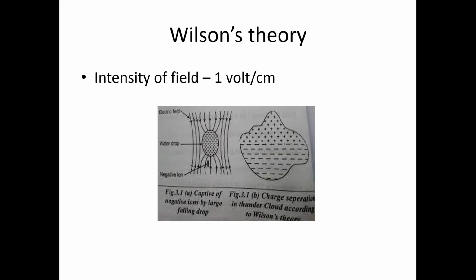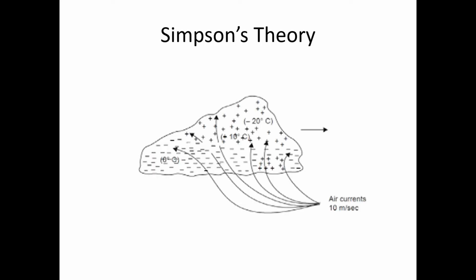That is, the charge separation is based on these ions and this electric field concept. And what happens is basically in a cloud, the lower part consists of negative charges and the upper part consists of positive charges. Okay, and now the next theory is Simpson's theory.